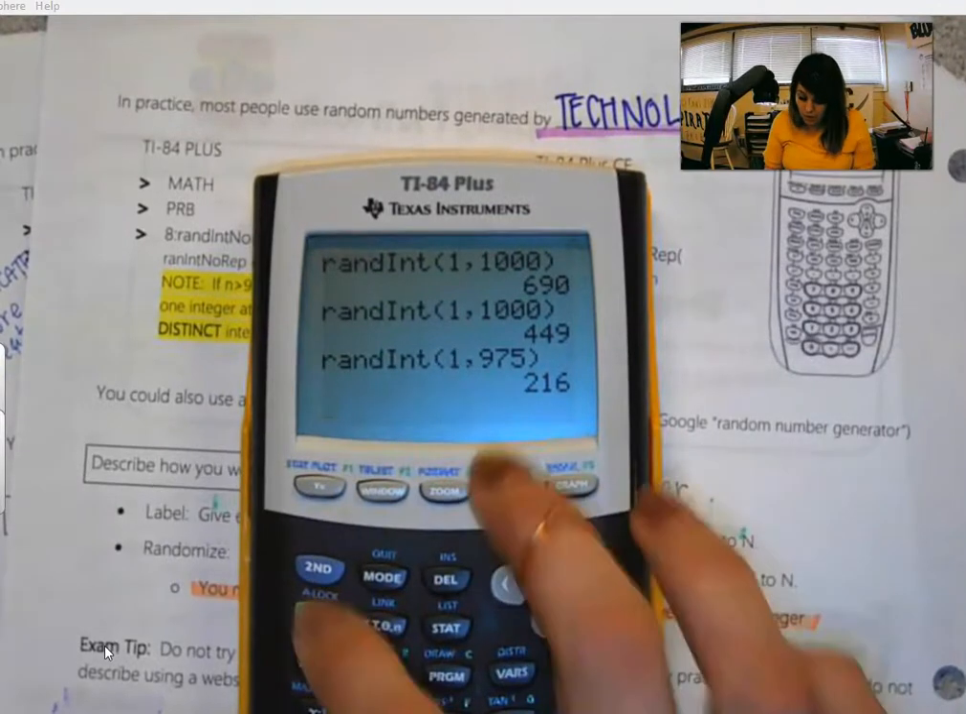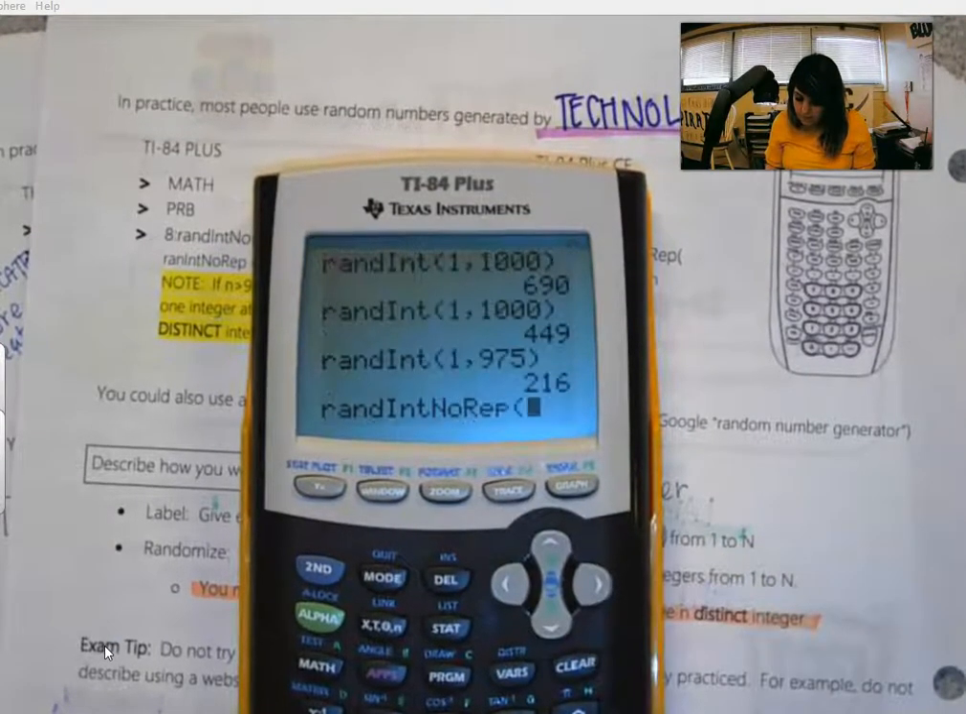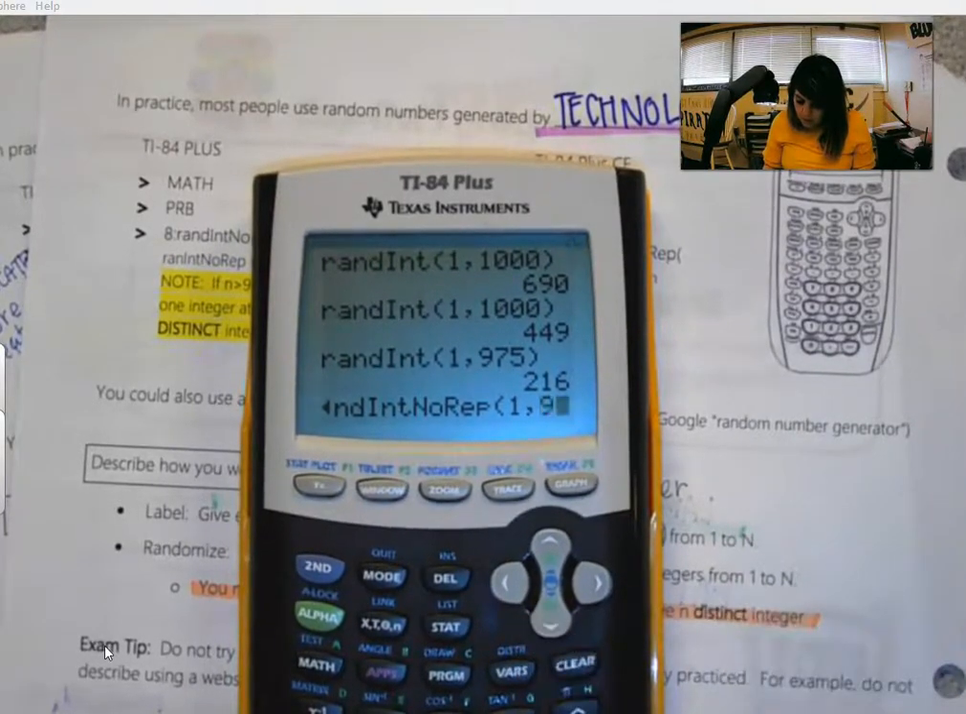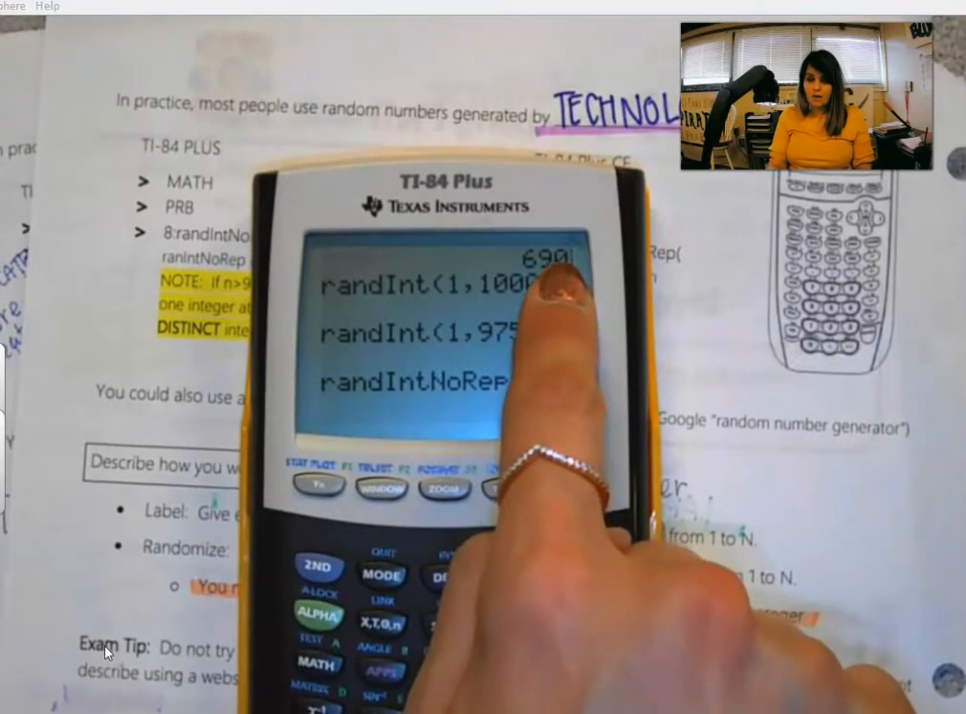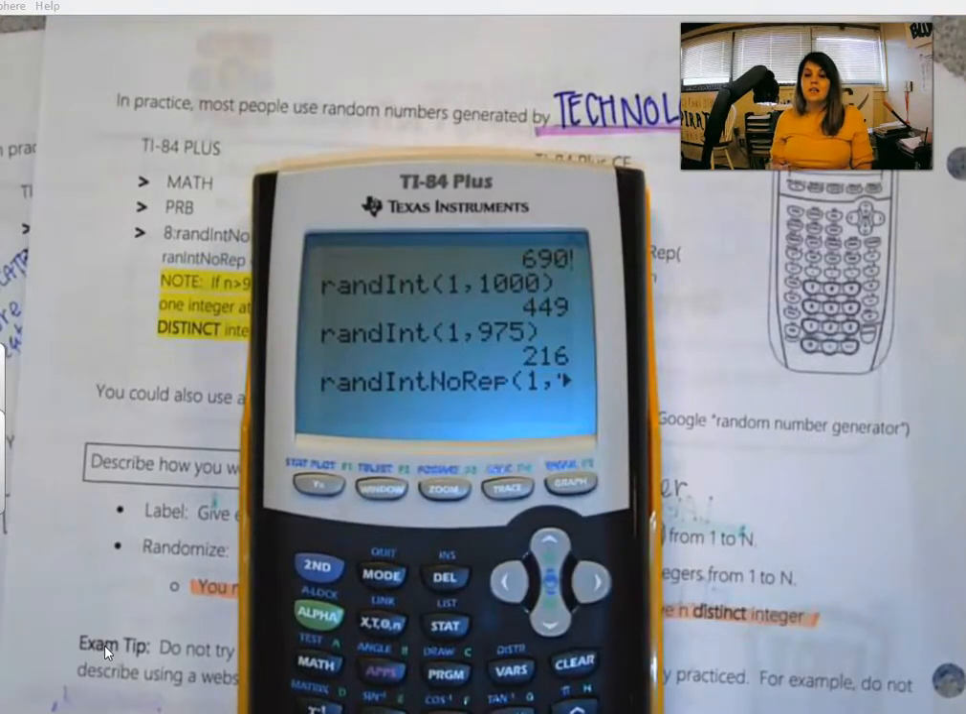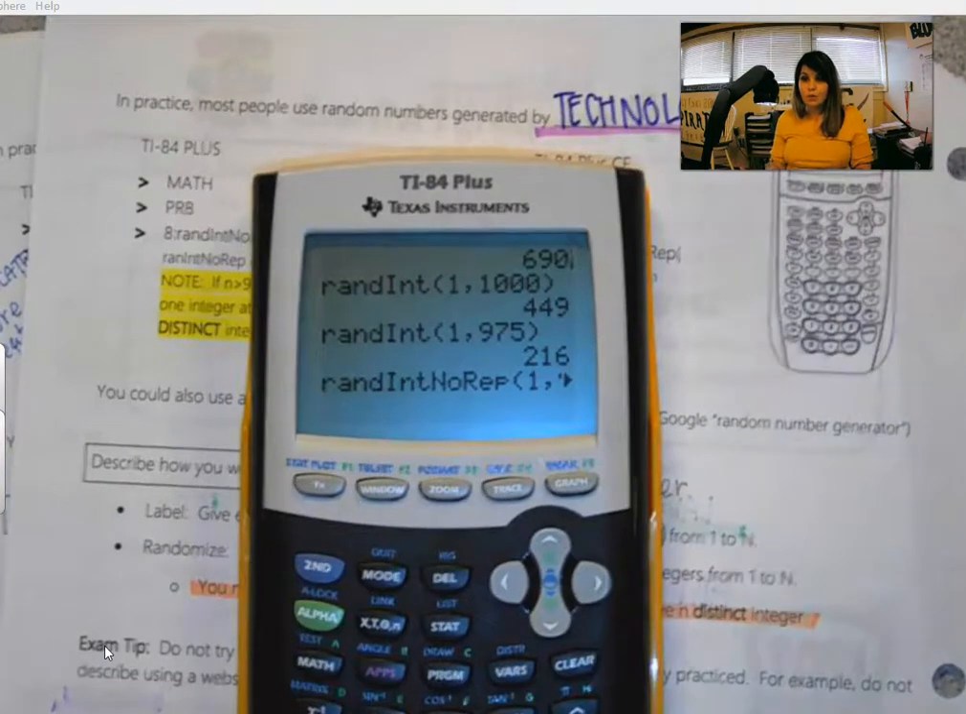Oh, I have the wrong command. Sorry about that. It's going to think for a while, and I know it's thinking because of this bar right here. And the reason it's taking so long is because it's taking 975 integers and randomly ordering them.